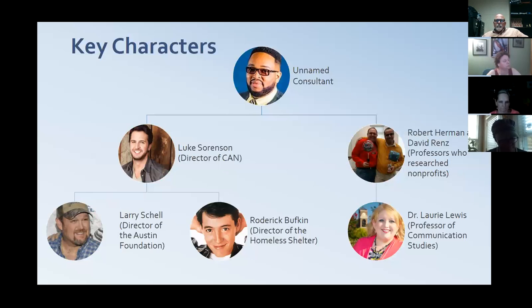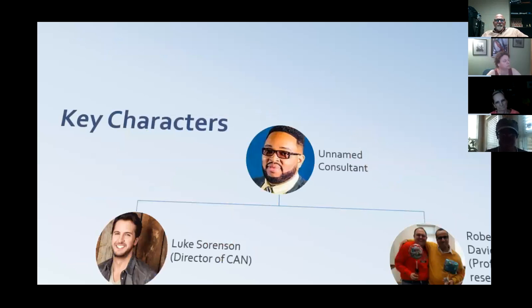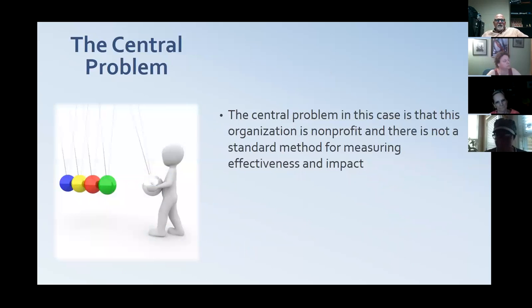Everybody like our key characters so far? Oh, yes. I'm not going to say who created that, but I'll give it to Brittany for credit. Hey, I don't know who Luke Sorensen is. Is he a movie star or something? That's Luke Bryan, a country music singer. Oh, okay. And Roderick kind of rhymes with Broderick. Right. Now that person I knew who he was.